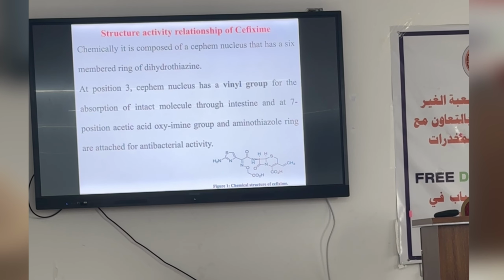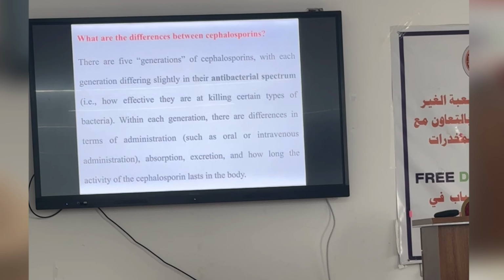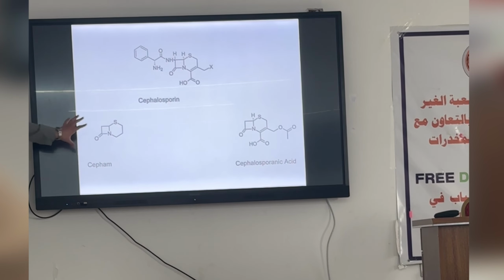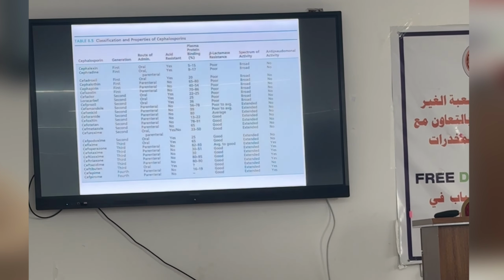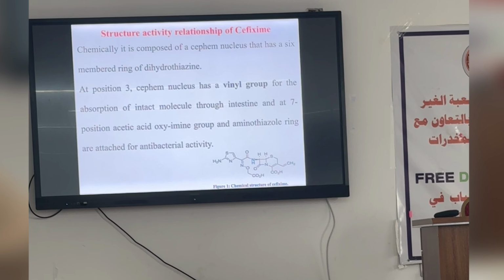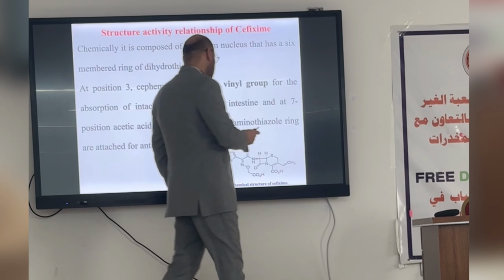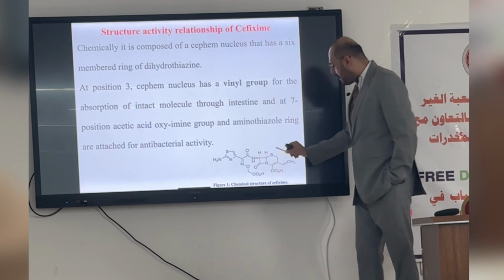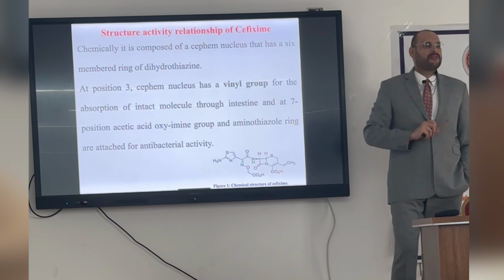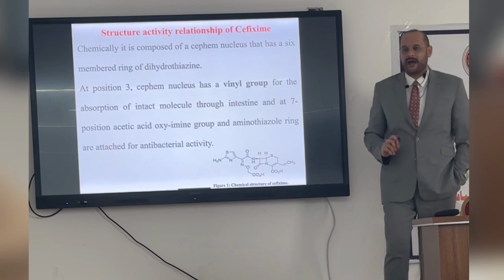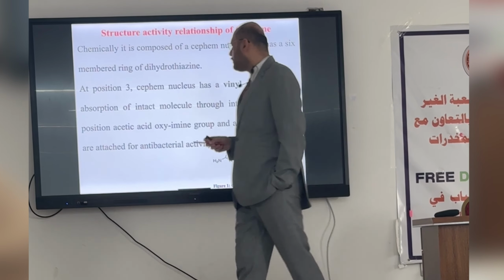Chemical is composed of cephem nucleus. You know what cephem? You have cephem here, right? It has cephem nucleus. We have cephem nucleus, which has a 6-member dihydrothiazine. Okay. We have 6-member dihydrothiazine. So, in case of penicillin, we have 5-member ring, but here we have a medium 6-member ring.